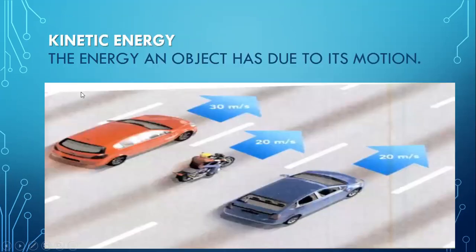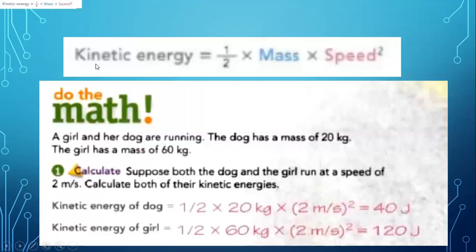Let's move to the first one, which is kinetic energy. And we said before that kinetic energy depends on the mass and speed. So if we have three objects here, a red car, a blue car, and a bike, which of them has more kinetic energy? Exactly, it will be the red car, because it has more mass than the bike, and it has the same mass as the blue one, but it has more speed than the blue one. It is moving at 30 meters per second. For that, its kinetic energy will be more.